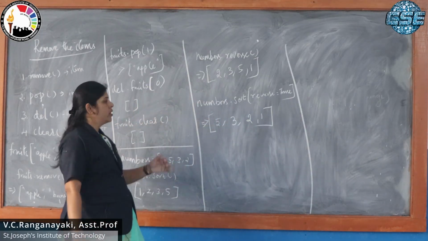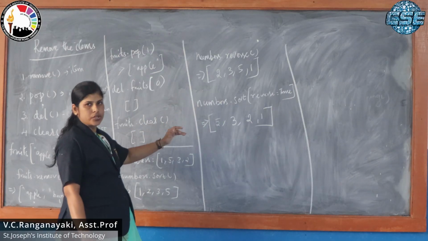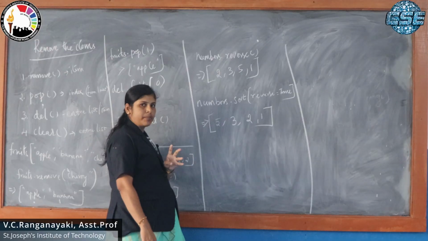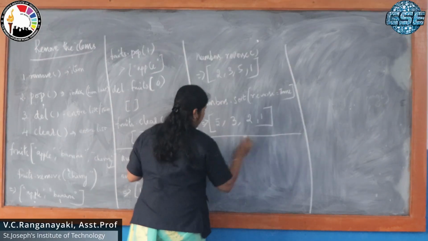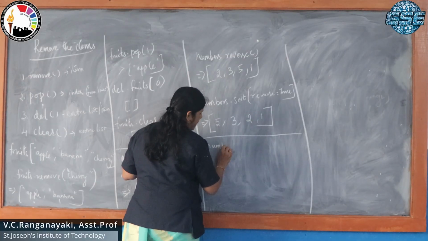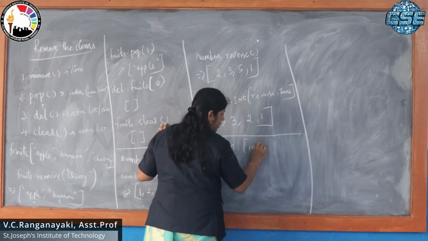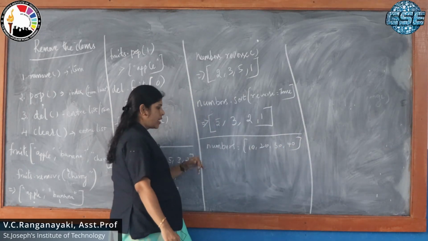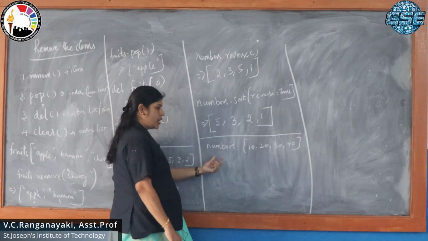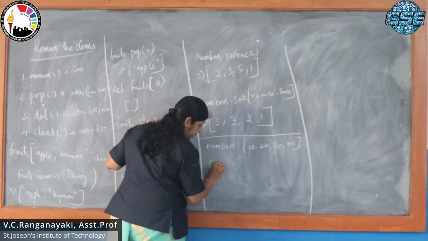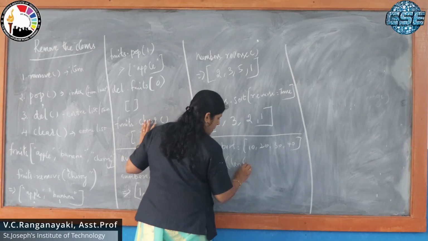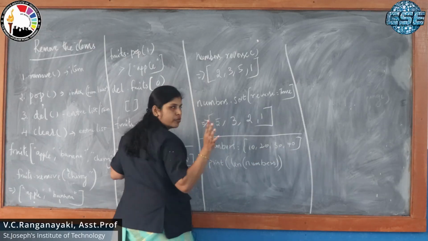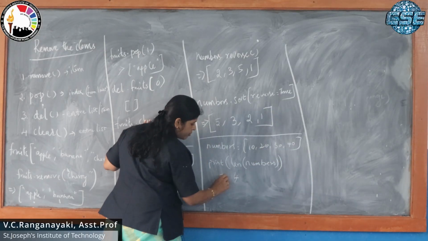Right. So many things we have: reverse, sorting, and minimum, maximum. Next I want to find the length, minimum, and maximum. For example, I will take a list numbers equal to 10, 20, 30, 40. I want to find the length of this list. So print length of numbers. What will be the length? 1, 2, 3, 4. Only 4 items in the list. The output will be 4.